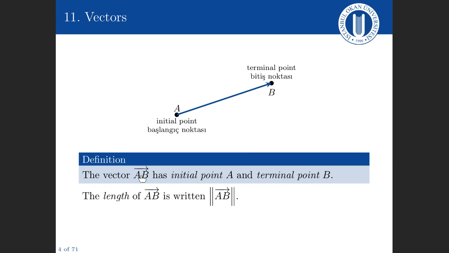The starting point of the arrow is called the initial point. The ending point of the arrow, where the arrowhead is, is called the terminal point. We can write the length of the vector using these double vertical lines. Double vertical line, AB arrow, double vertical line is the length of the vector AB.